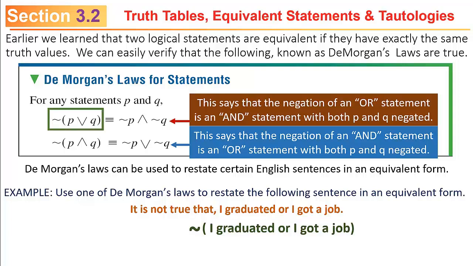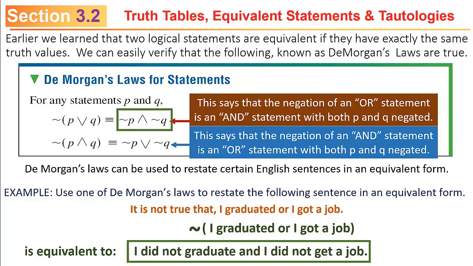If you think of "I graduated or got a job," finding the negation of that, it's like the first formula. It's like the negation of P or Q. So that would be equivalent to the negation of P and the negation of Q. The negation of "I graduated" would be "I did not graduate." The negation of "I got a job" would be "I did not get a job." And remember, the original OR, when it gets negated, becomes an AND. So the statement "it is not true that I graduated or got a job" is equivalent, by the first of De Morgan's laws, to "I did not graduate and I did not get a job."